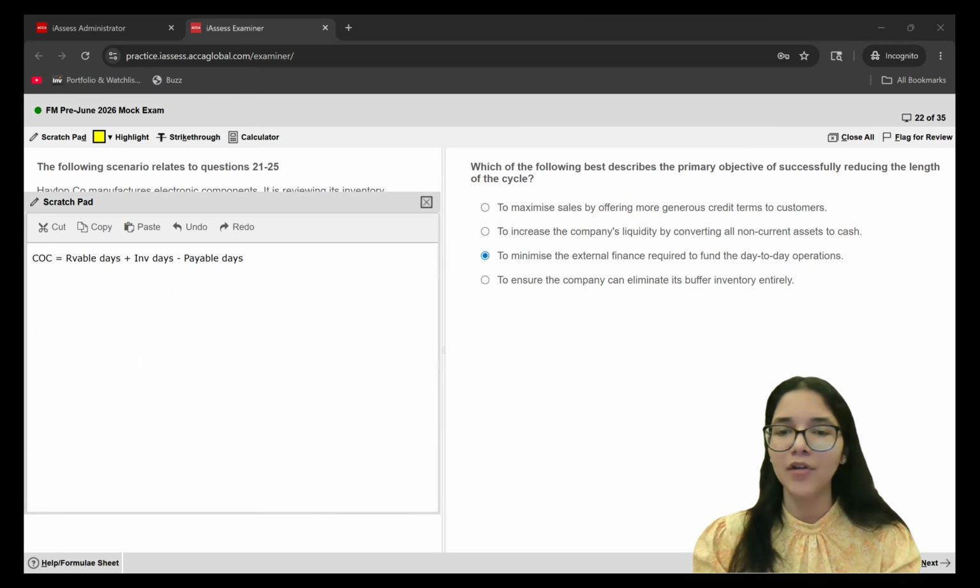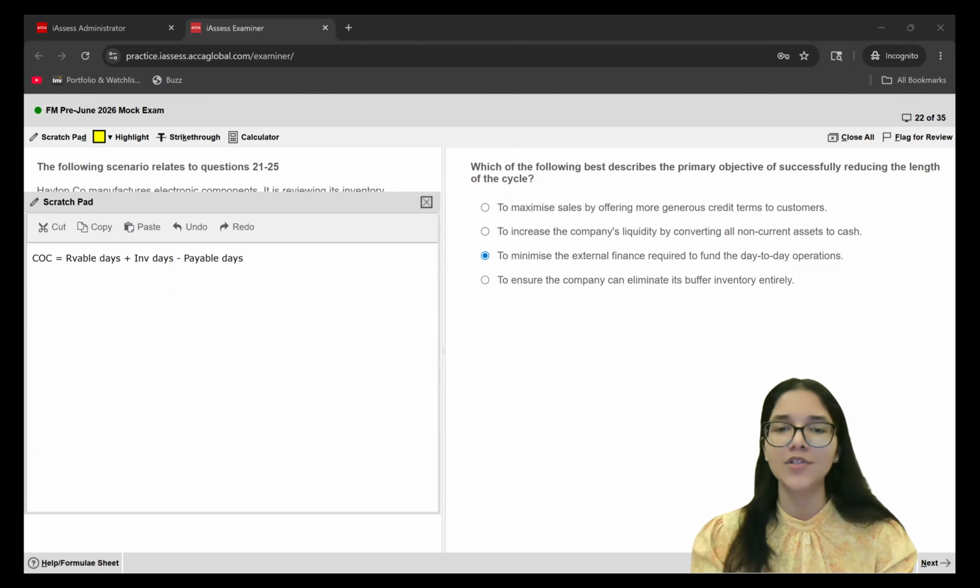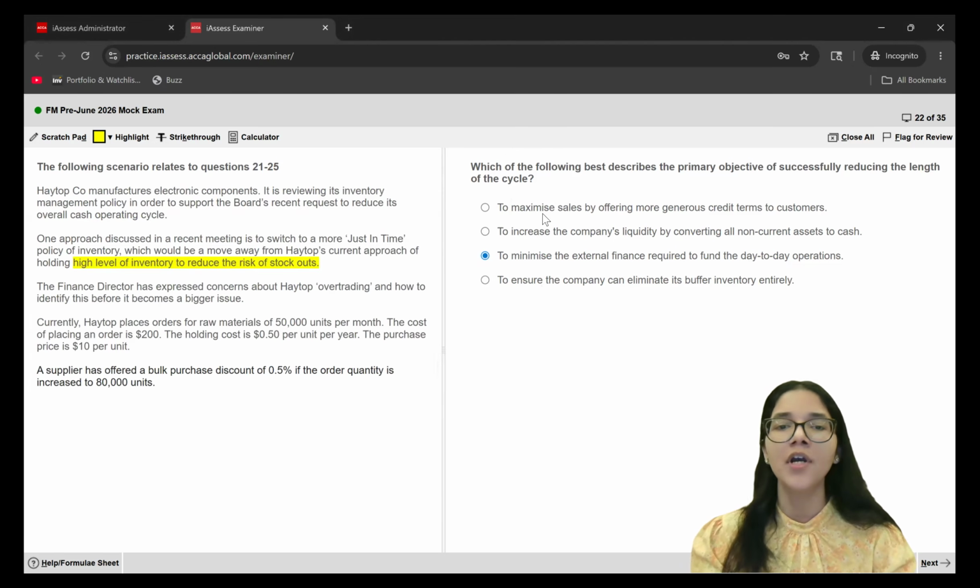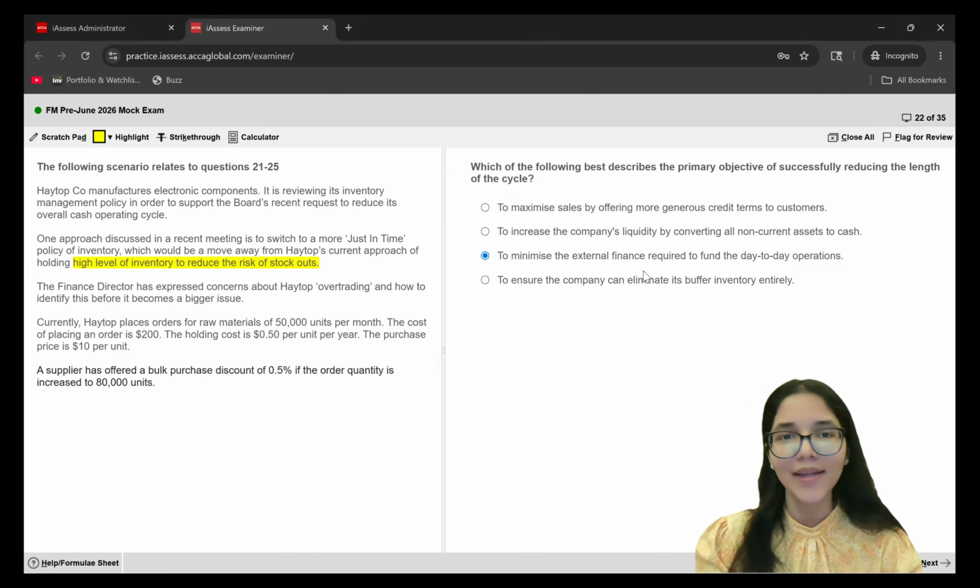Then guys, last but not the least, the fourth option tells you to ensure that the company can eliminate its buffer inventory quickly or entirely. No, that is also not the objective of cash operating cycle reduction. So the third statement has to be my answer.